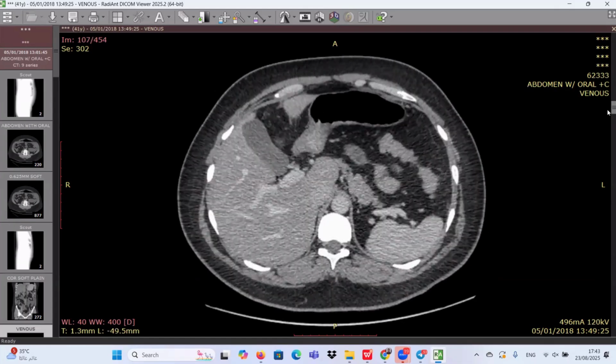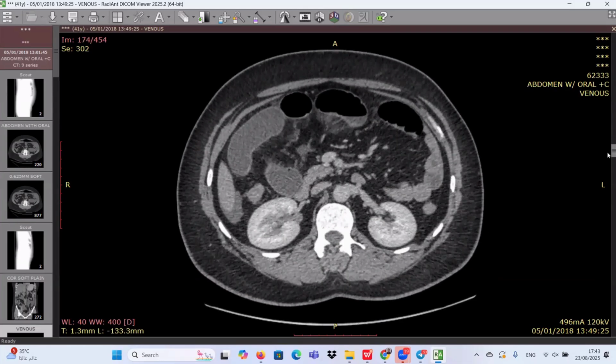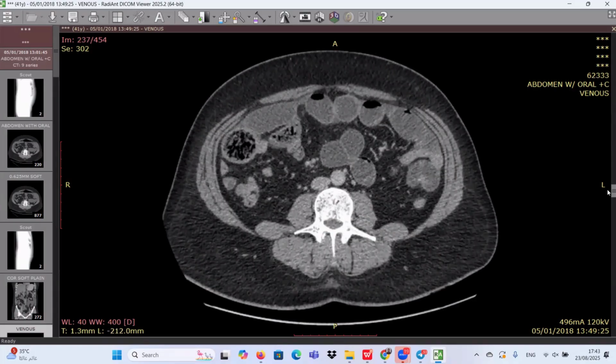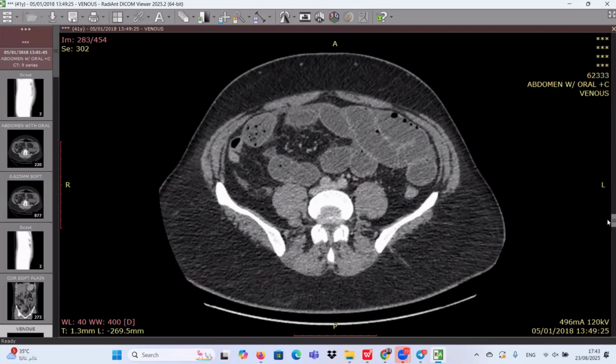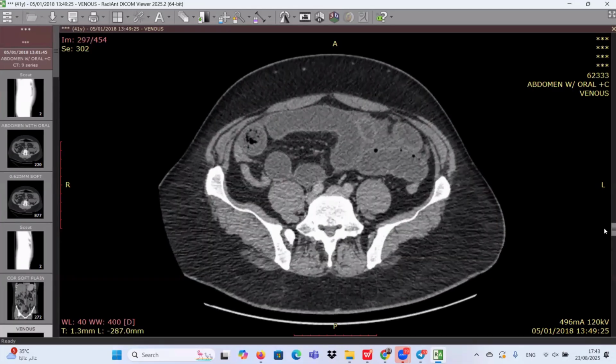So you have evidence of small bowel obstruction. Yes. And you have the feces sign, small bowel feces sign. Yes. Okay. The large bowel is mainly collapsed. Yeah, you are right.